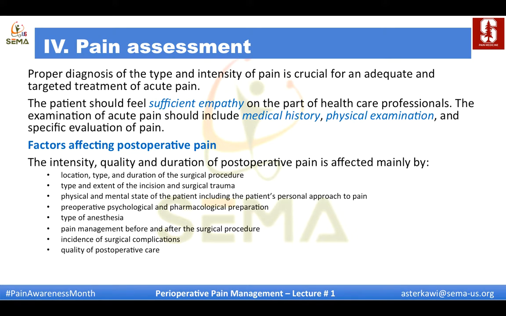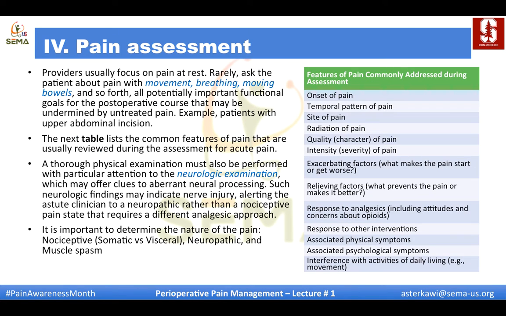The patient should feel sufficient empathy on the part of healthcare professionals. The examination of acute pain should include medical history. You should know the history of the patient, you should examine the patient, and you should look at factors affecting postoperative pain: intensity, quality, duration, location, type of surgery, physical and mental status, preoperative psychological and pharmacological preparation, type of anesthesia, pain management before and after the surgical procedure, incidence of surgical complication, and quality of postoperative care.